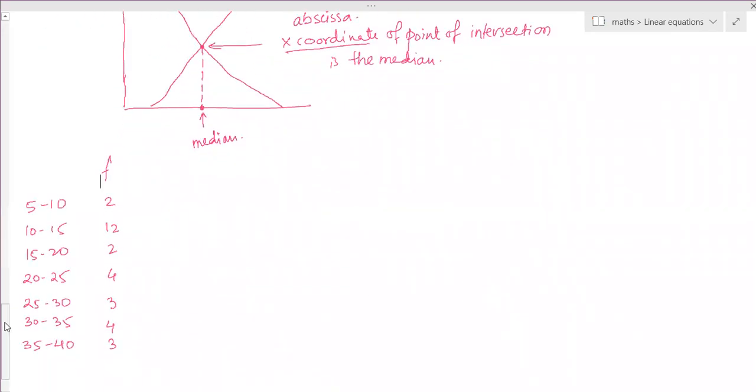Saptashi, you're drawing? Yes, ma'am. Graph is there? Yes, ma'am. I have.